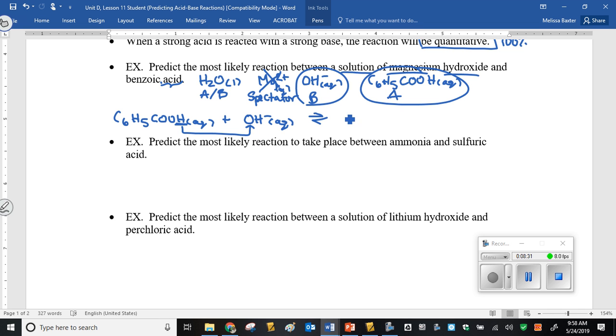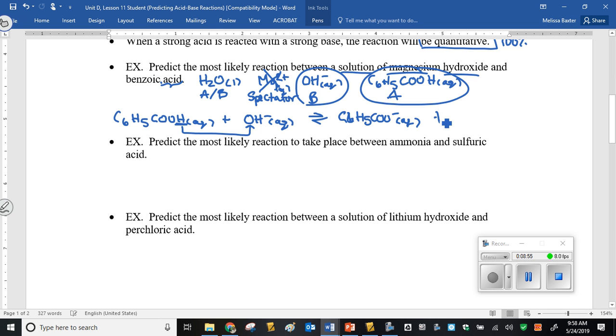So what do I have as my products? Well, I have this. Now, how did I know that? Well, I took off the hydrogen. If I was unsure what the product should be, I could also use my data booklet and see that the conjugate base of benzoic acid is C6H5COO negative.